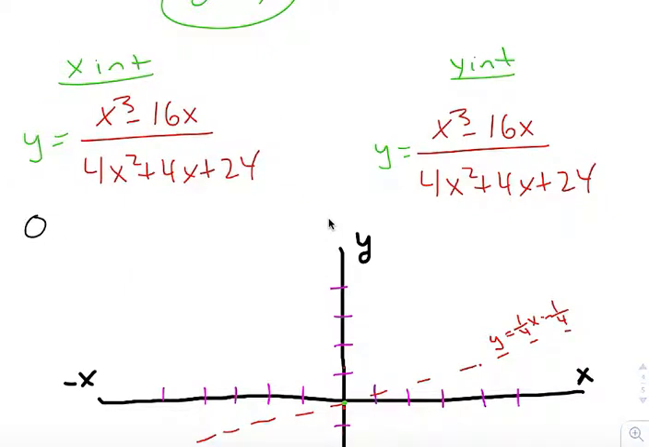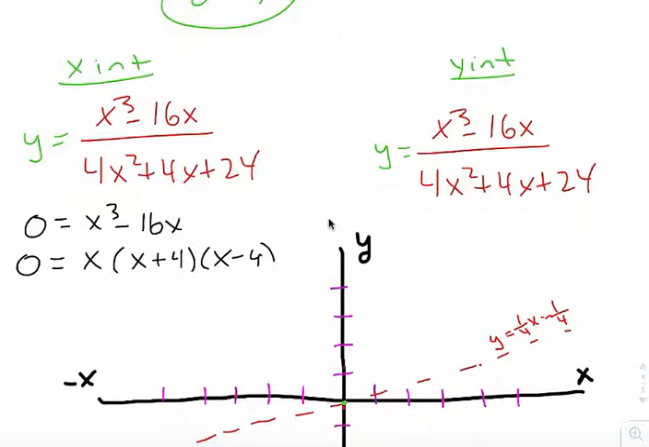And so that's going to be 0 is equal to x cubed minus 16x. I'm disregarding the bottom because the bottom can't be 0 anyway. And so if the right-hand side is 0, then just the top has to be 0. Now we previously factored this, and we know this is going to be equal to x times the quantity x plus 4, x minus 4, which means that we actually have 3 x-intercepts. We have 1 at x equals 0, one at negative 4, and one at positive 4.